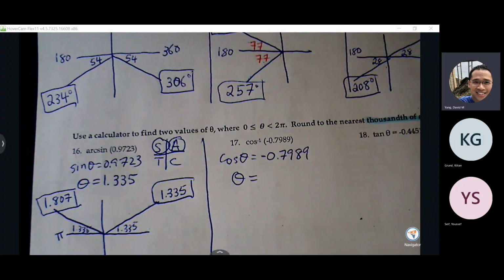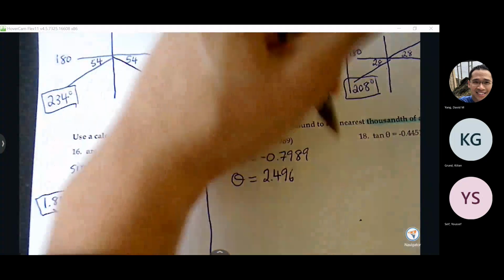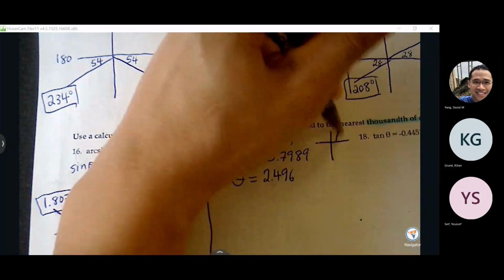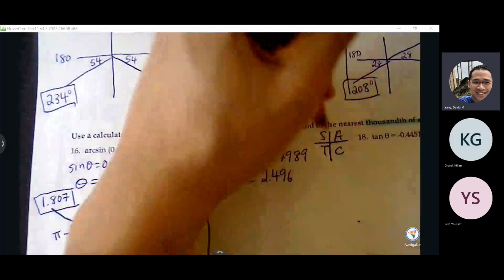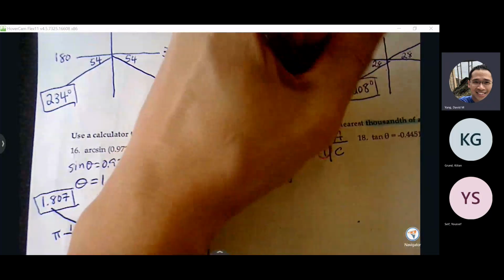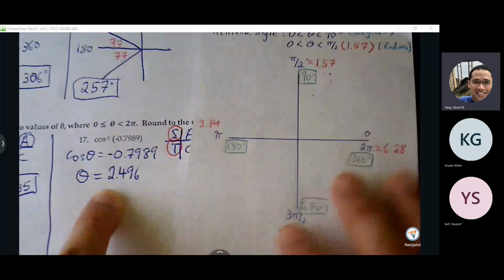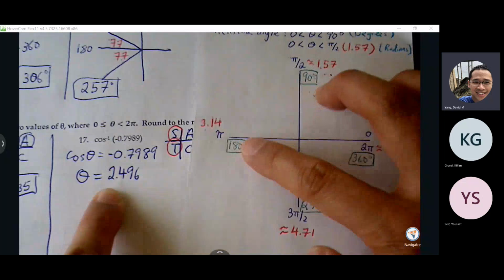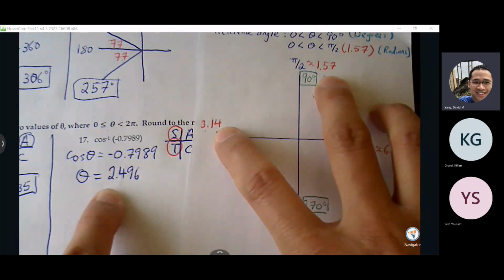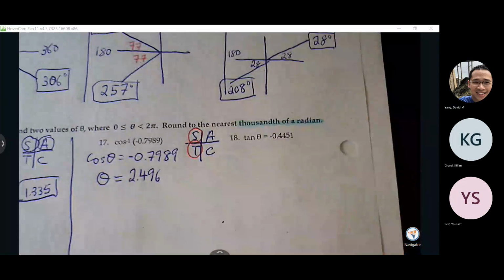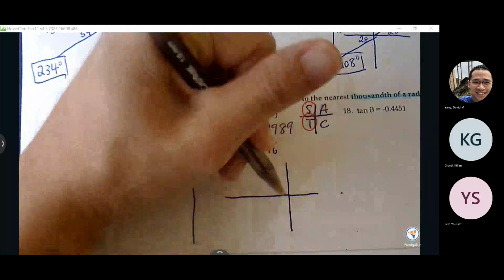Theta is 2.496. Figure out where cosine is going to be negative. Cosine is going to be negative in the second and third quadrant. Now 2.496 is actually going to already be in the second quadrant, right? It's greater than 1.57, but less than 3.14. So we know that's one of our answers.